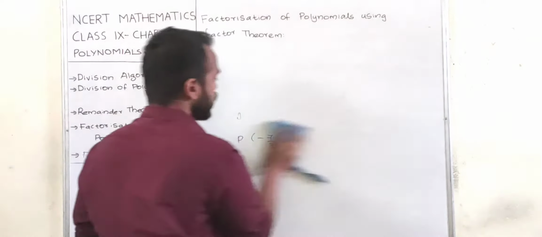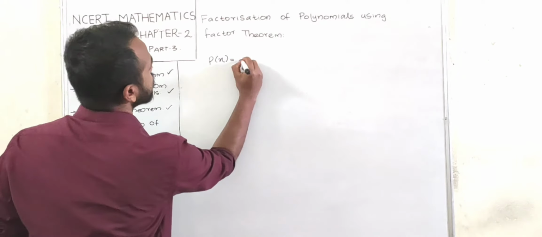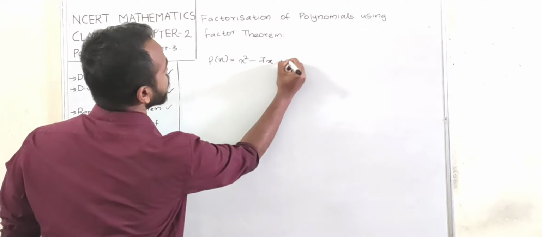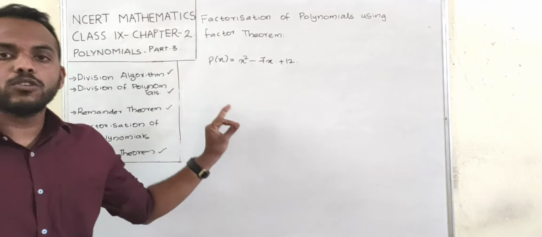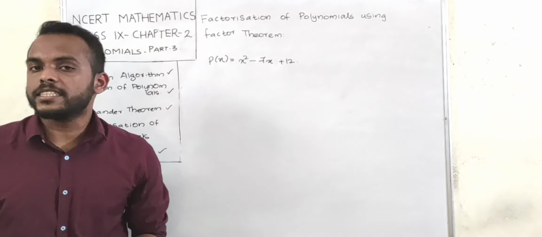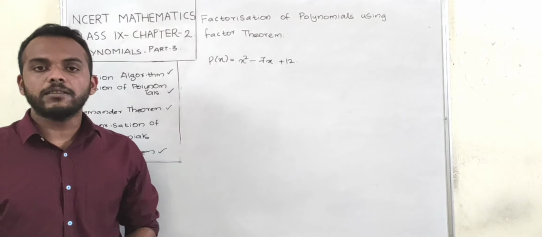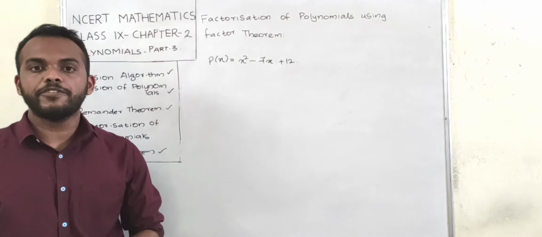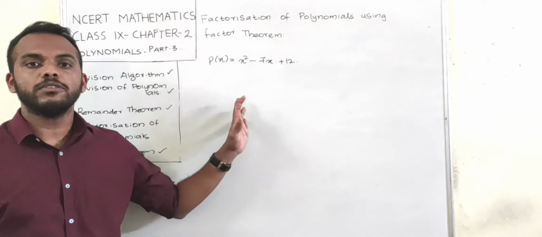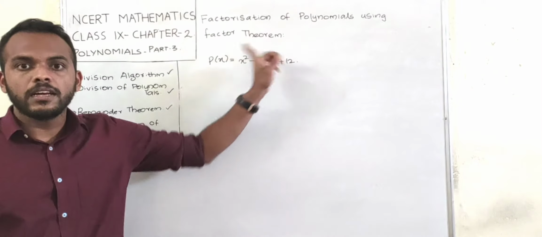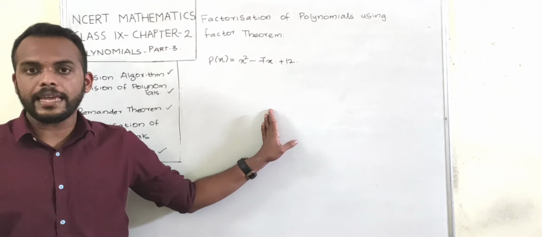For example, if you are given a polynomial, say p of x is equal to x square minus 7x plus 12, and you are asked to factorize this one. There are lots of methods. One of them is splitting the middle term. That's actually defined in your textbook. You can easily understand by just reading, or I will take another session if you need that to be discussed. Now, in this chapter, we should concentrate on factorization using factor theorem. What does factor theorem say? P of a is equal to 0 implies x minus a is a factor.